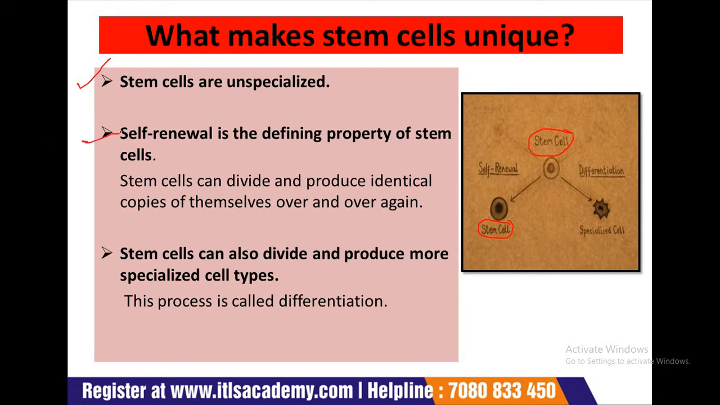The second one is self-renewal, the defining property of stem cells. Stem cells can divide and produce identical copies of themselves over and over again. Specialized cells such as blood and muscle cells do not normally replicate themselves, which means that when they are seriously damaged by disease or injury, they cannot replace themselves. Third, stem cells can also divide and produce more specialized cell types. This procedure is called differentiation. Stem cells from different tissues and from different stages of development vary in the numbers and types of cells that they can produce.